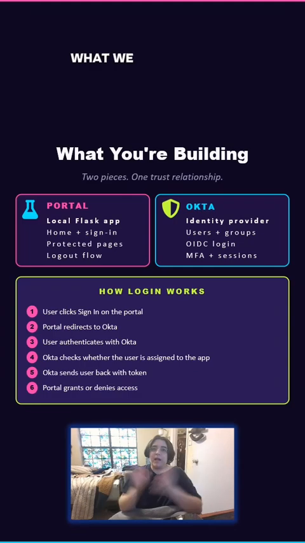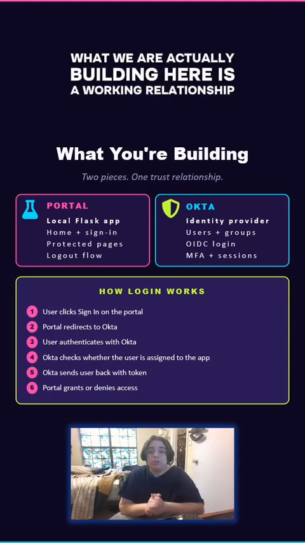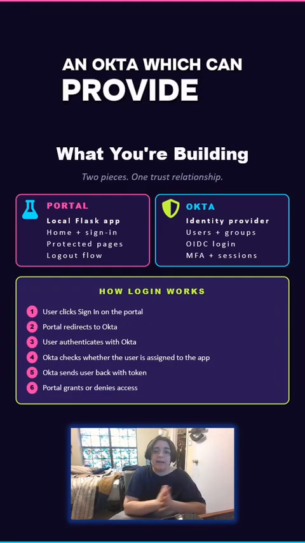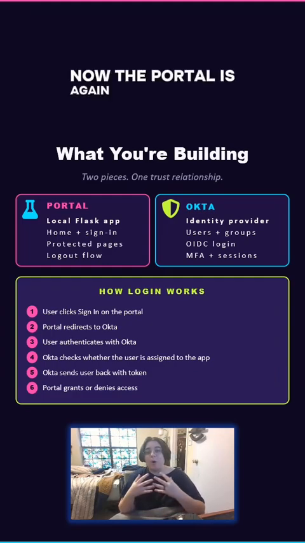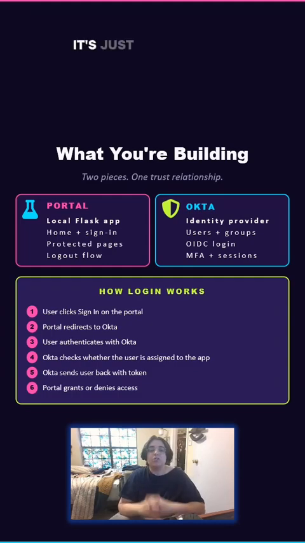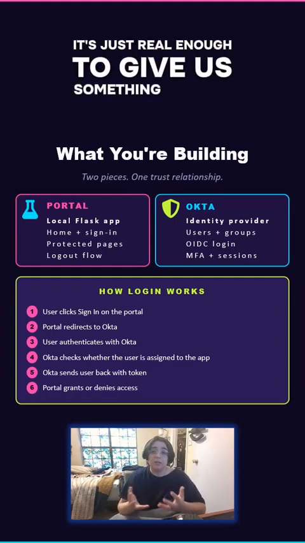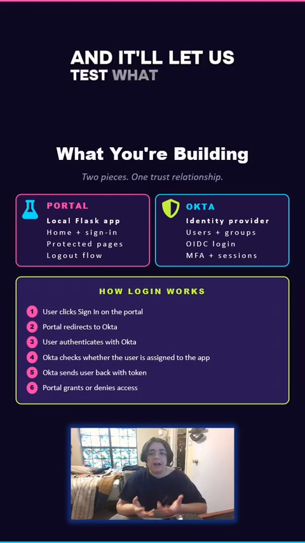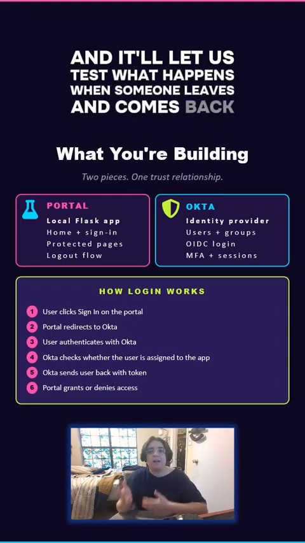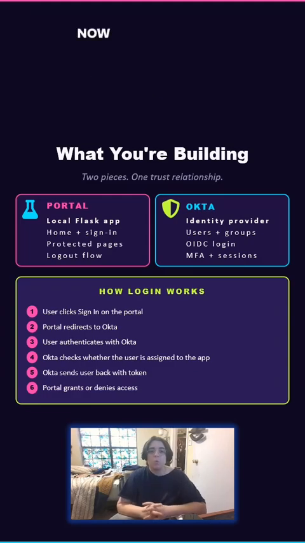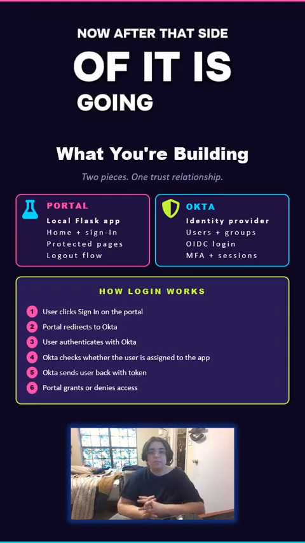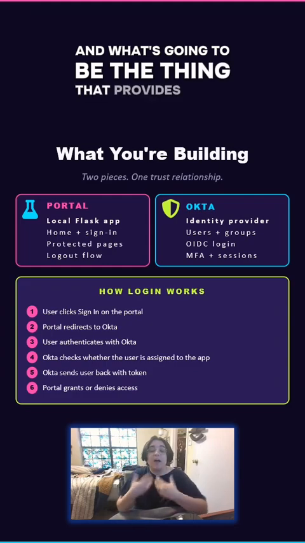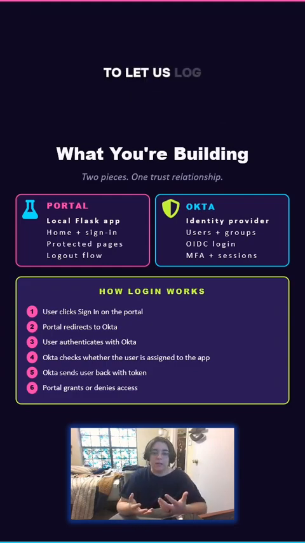So, what we are actually building here is a working relationship between two pieces: a portal that needs an identity, and Okta, which can provide it. Now, the portal is again our practice app. It's just real enough to give us something to click into. It has a few protected pages and it'll let us test what happens when someone leaves and comes back logging in. Okta is where our identity side lives, and it's going to be the thing that provides proof of identity to the portal to let us log in.